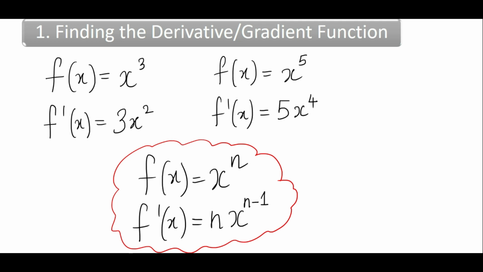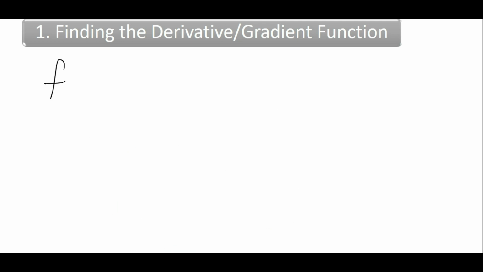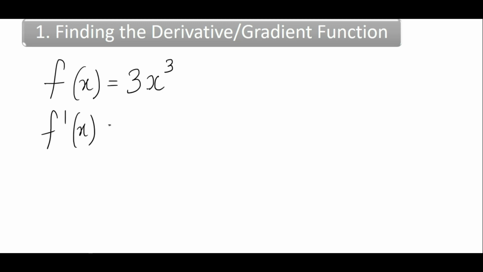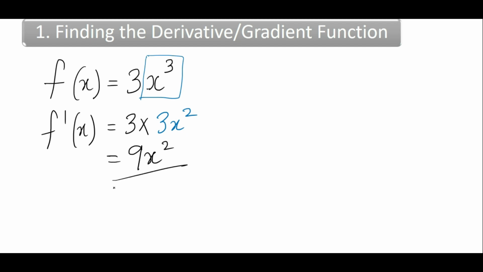Now what if you have f of x is equal to 3x to the power 3? In this case, you already have a 3 that accompanies x to the power 3. So f dash of x is going to be 3 multiplied by, as we know what is to be done here, 3x to the power 2. So the answer here will be 9x squared.